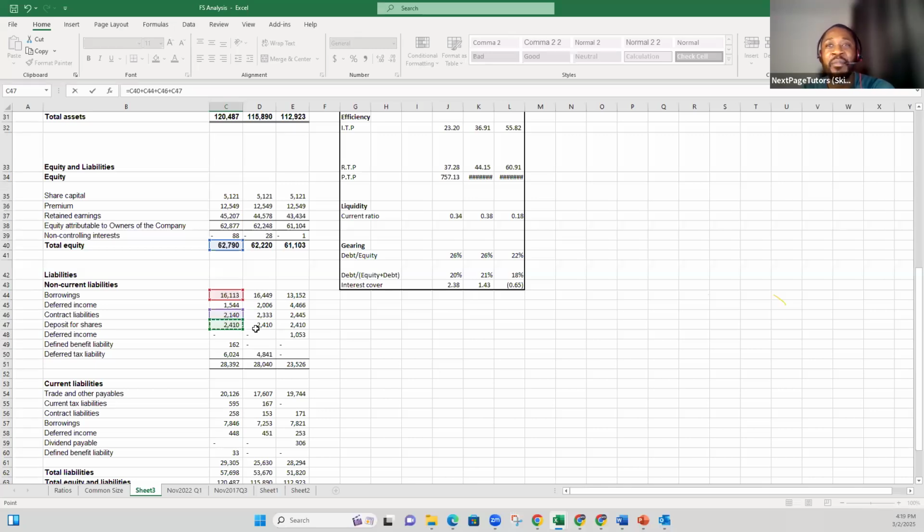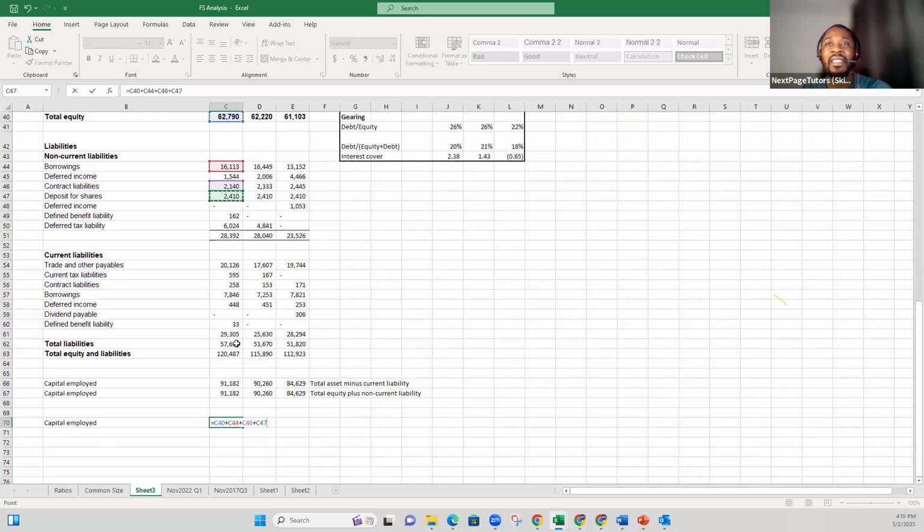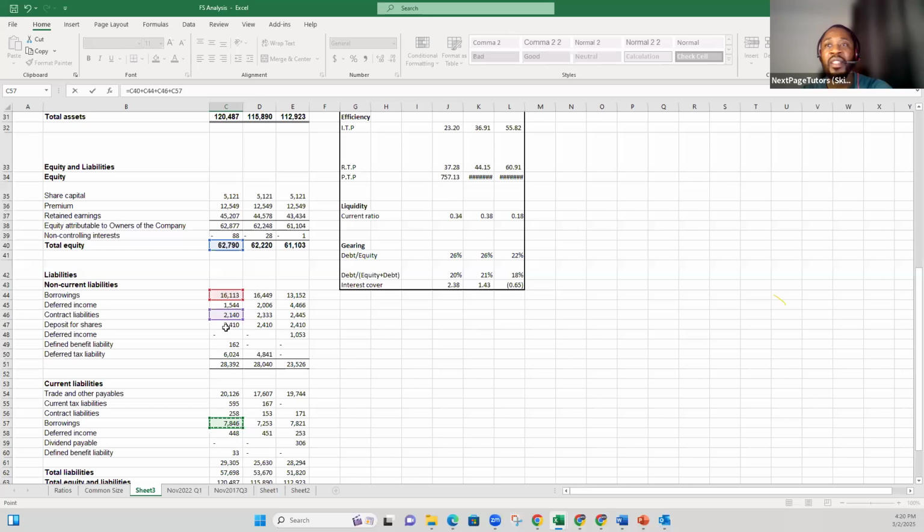You see this defined benefit liability. This is related to employee benefit, right? And it's long term in nature, so I can consider it or not consider it. It depends on your perspective. Deferred tax liability, I can decide to ignore it. Someone can even go under current liability and decide to also include the borrowing that I see here.